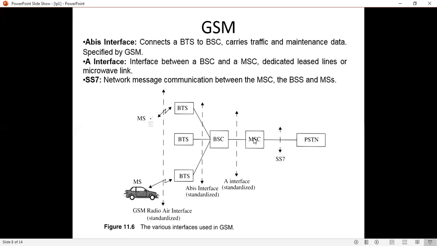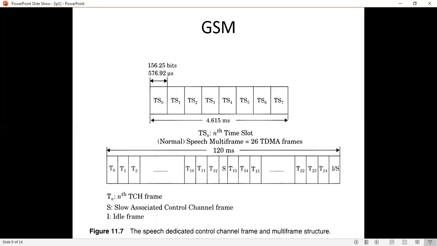Then from MSC to the PSTN, Signaling System Number 7 is used to interface the MSC and PSTN networks. Okay? So likewise, all will be interfaced and then communicated so that there will be a successful data transfer between the mobile station and another mobile subscriber. So for all these things, we should know about the frame structure of GSM.